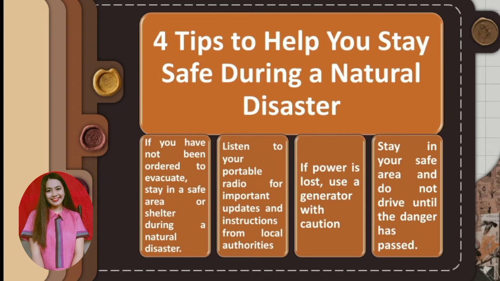Remember to have a battery-powered radio in your survival kit. Some radios are now equipped with multiple power sources such as batteries, solar panels, and a hand crank. Third, if power is lost, use a generator with caution. Make sure conditions are safe before operating a portable generator. Only operate it outside, away from windows, doors, or vents. Follow all manufacturer instructions. So, dito yung mga matatanda yung kailangan ng generator.